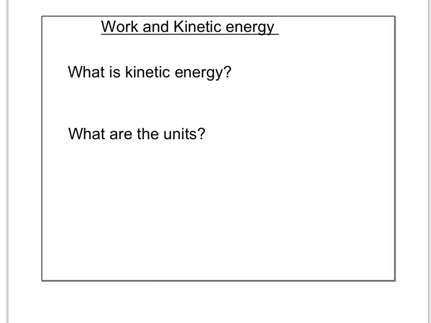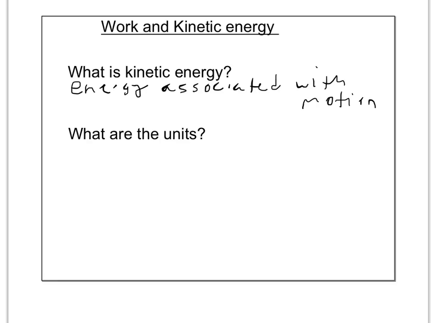Okay, what we're going to study now is work and kinetic energy. So, kinetic energy, what is it? Kinetic energy is the energy associated with motion. And so, what the energy has to do with is both how fast something is going and its mass. So kinetic energy is 1/2 mv squared.